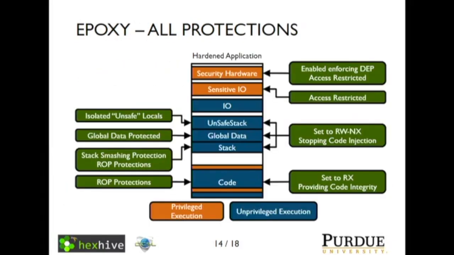So after applying all of those protections, the ones on the right I went over previously, the ones here on the left. So we've isolated unsafe local variables to the unsafe stack. We have protections on our global data. We have the stack protected against stack smashing attacks, and we have code reuse protections on both the stack and code.